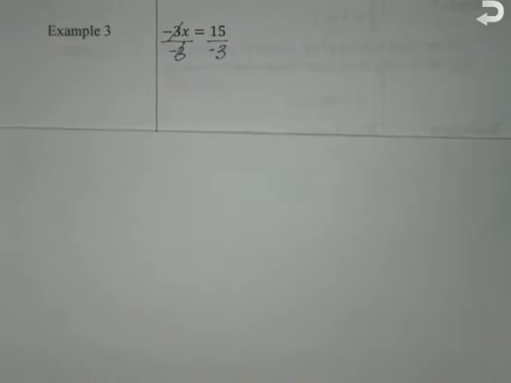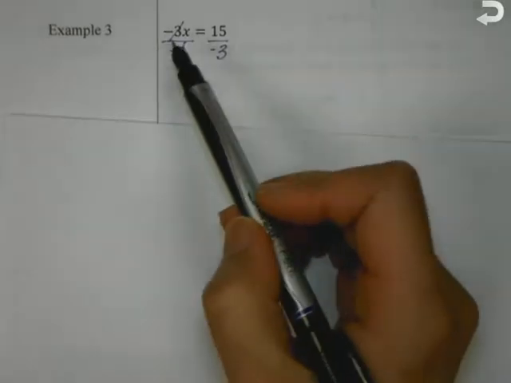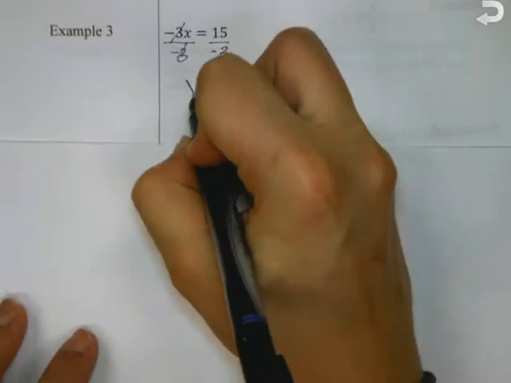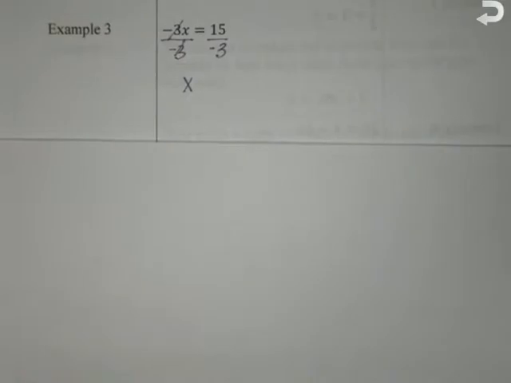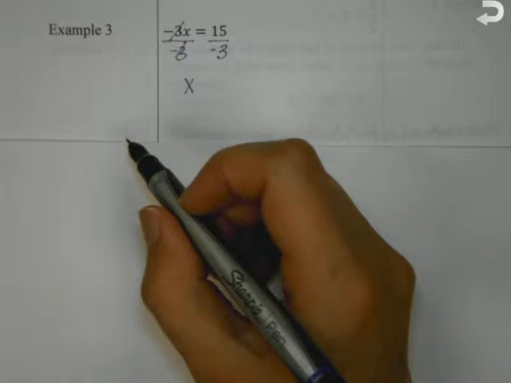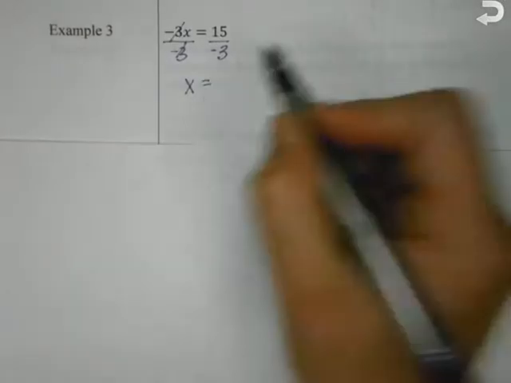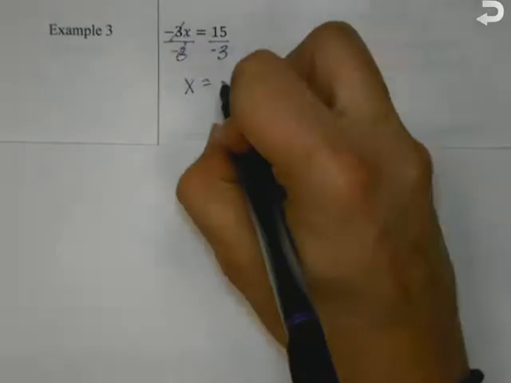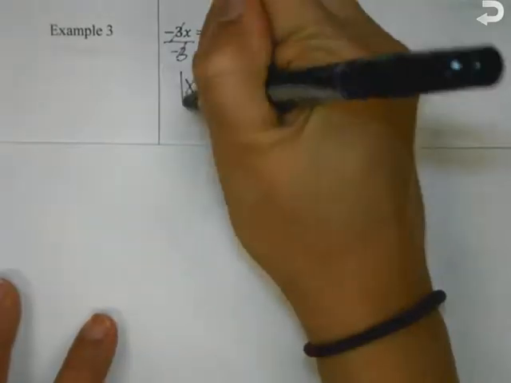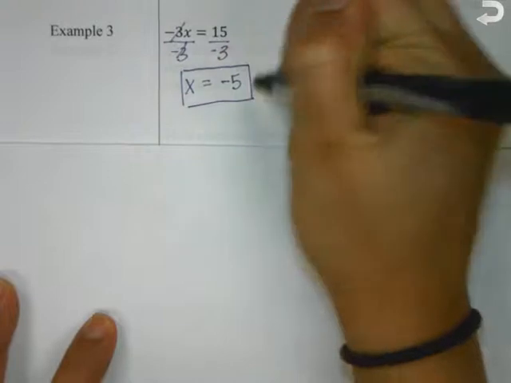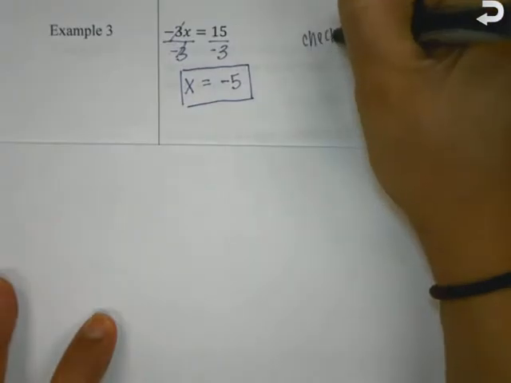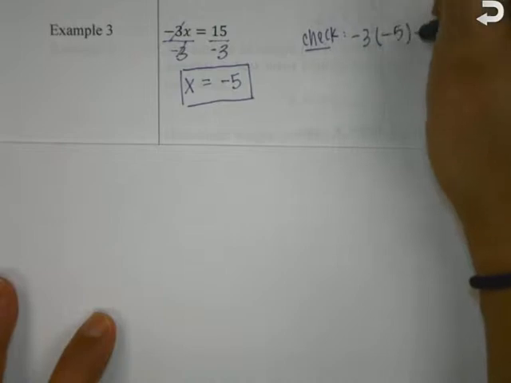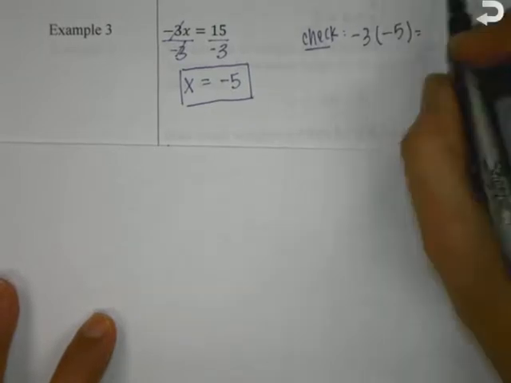And what did I tell you about a 1 if it's in front of the x? It's still just an x. It's invisible, so we don't have to write it. Okay, so it's not a 0x, it's a 1x. Equals 15 divided by negative 3. Negative 5. Okay, make sure you check that. So that's negative 3 times negative 5. A negative times a negative gives me a positive what? 15. So we got the right answer.